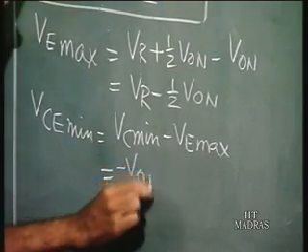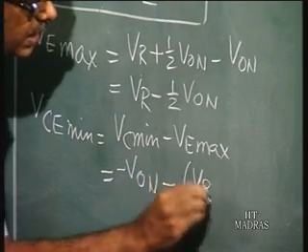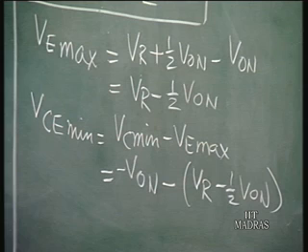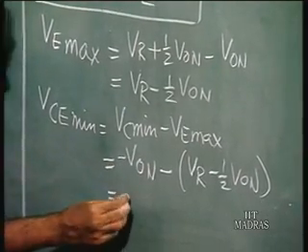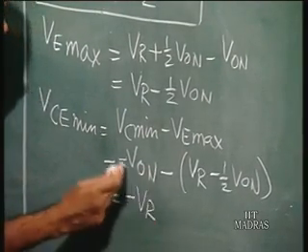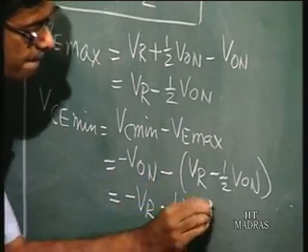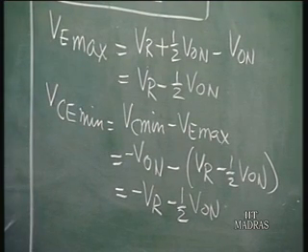Minus V on minus Vr minus half V on. So this is equal to minus Vr plus half V on, so minus half V on. All right. So this is the Vce min.